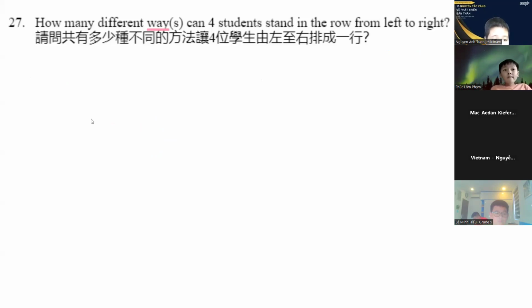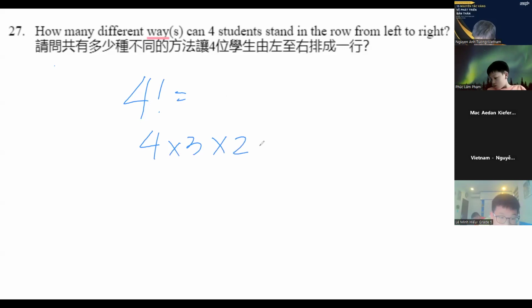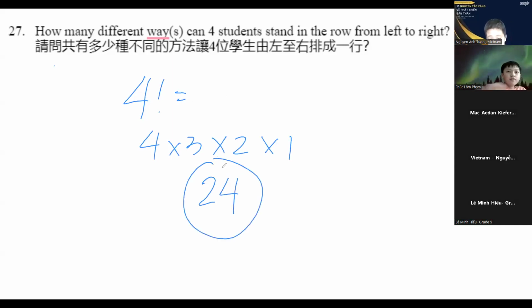How many different ways can 4 students stand in the front row from left to right? Okay, so this is also straightforward. From left to right, it's just 4 factorial, or 4 times 3 times 2 times 1. 4 times 3 is 12, times 2, it's 24.